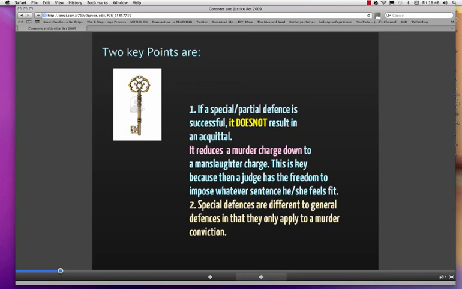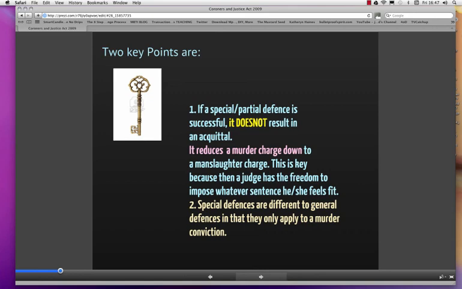Point number one is this: if a special partial defence like diminished responsibility or loss of control is successfully pleaded, it does not result in an acquittal. Okay, so please make a note of that. It does not result in an acquittal. What it does is do this: it reduces a murder charge down to a manslaughter charge. And why is this key information? It's key because then a judge does have the freedom to impose whatever sentence he or she feels will fit this particular defendant. Okay, so they can take into account reports and mitigating factors and all kinds of things.